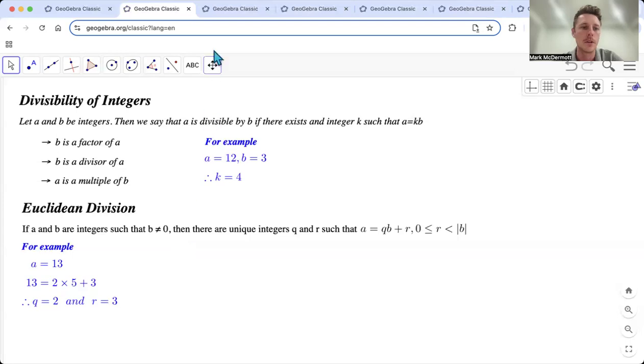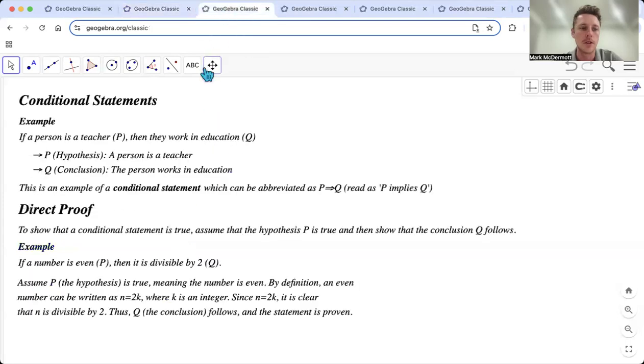Okay, let's have a look at the next thing, which is conditional statements. A conditional statement is an example like this. If a person is a teacher, then they work in education. We call P, this first statement, our hypothesis. So if a person is a teacher, that is our hypothesis. Then they work in education. That's Q, which is our conclusion. So this is what we call a conditional statement.